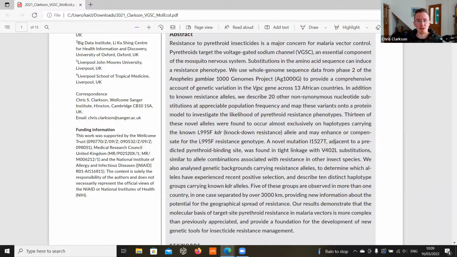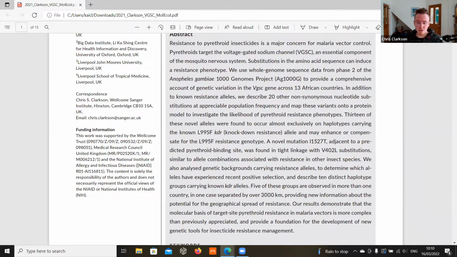The pyrethroid molecules bind to this protein and basically force it open. It keeps it in its open state, and this causes paralysis, knockdown, and death for the mosquitoes. But amino acid substitutions, or non-synonymous mutations, which cause amino acid substitutions, alter the protein interaction with the insecticide molecules, and this increases the dose of insecticide that's required for knockdown. And so this is why we call this knockdown resistance, or KDR.